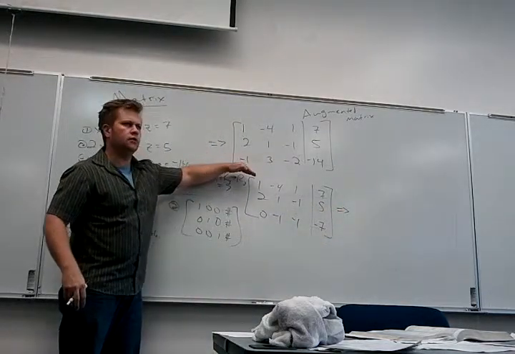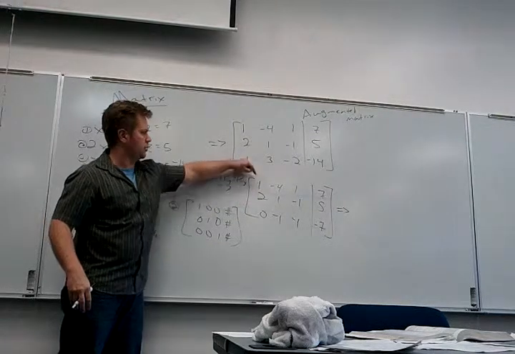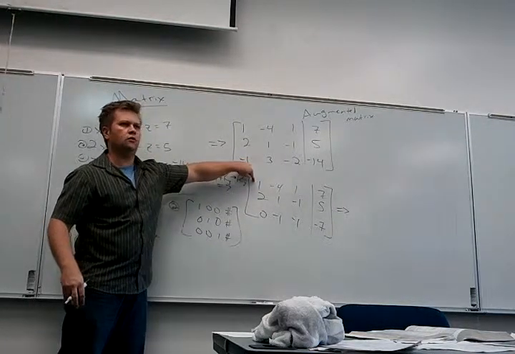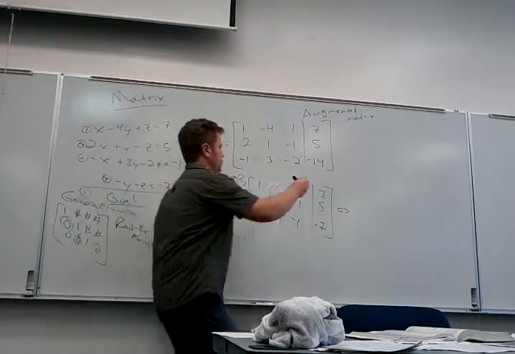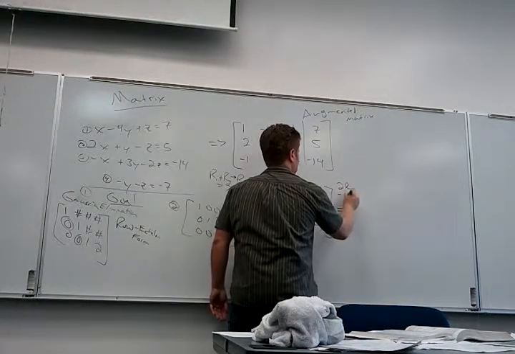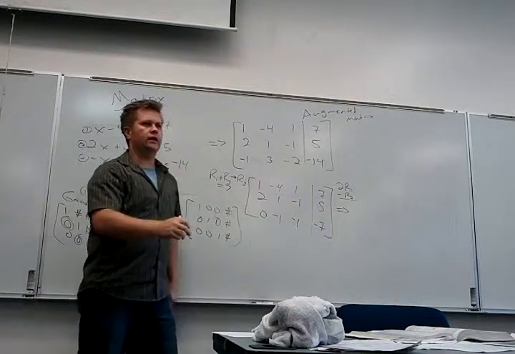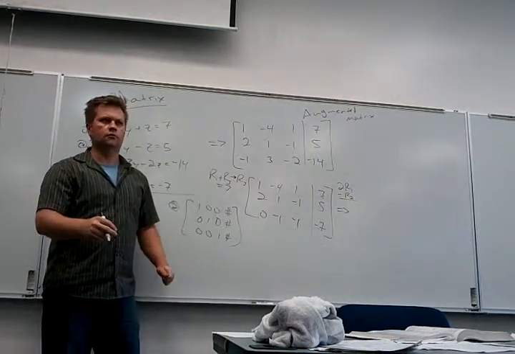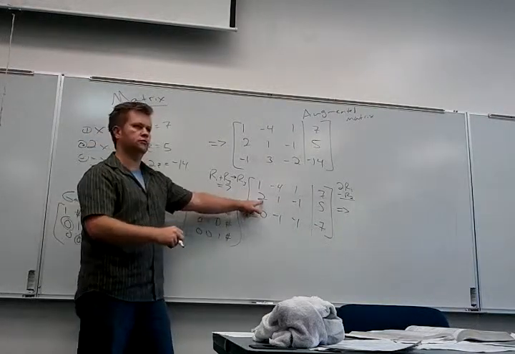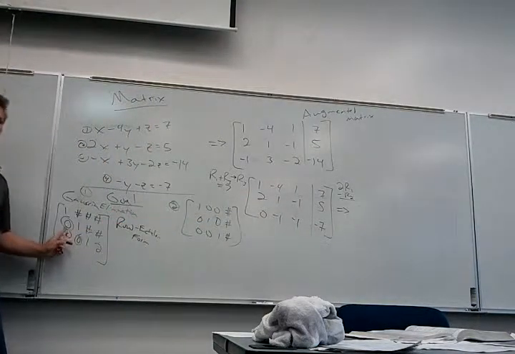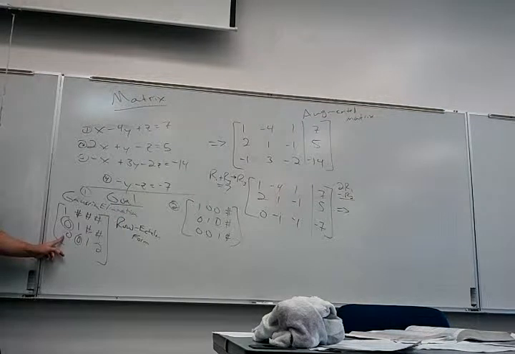Do it one more time, sorry. Yeah, row 1 and 2, I want to take twice row 1 minus row 2 or something like that, right? So I could do 2 row 1 minus row 2, put the answer where? Where do you think I want to put the answer? Where do I want that 0 to show up? Yeah, row 2. Keeping this goal in mind.